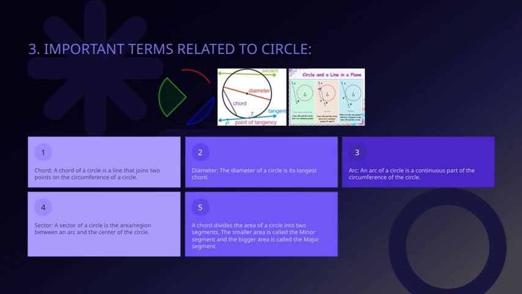Moving on, the diameter is the longest chord in a circle, passing through the center and touching 2 points on the circumference. Lastly, a sector is the region between an arc and the center of the circle, kind of like a slice of pizza. These concepts are fundamental because they help us understand and analyze the different parts and properties of circles, which is a key theme in our overall study.